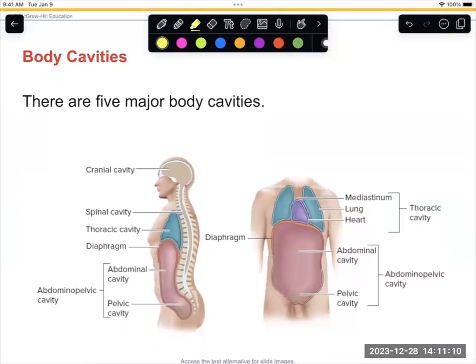Our body is also separated up into different cavities. We have a cranial cavity, a spinal cavity, a thoracic cavity, an abdominal cavity, and a pelvic cavity. We can call the abdominal cavity and pelvic cavity the abdominal pelvic. And we can also call the thoracic cavity, we have a mediastinum, lung, and heart, are what make these up. The diaphragm is what's going to separate the thoracic cavity from the abdominal pelvic cavity.